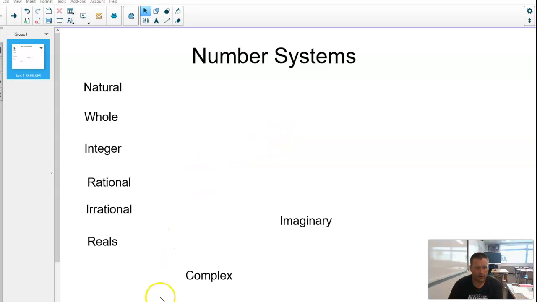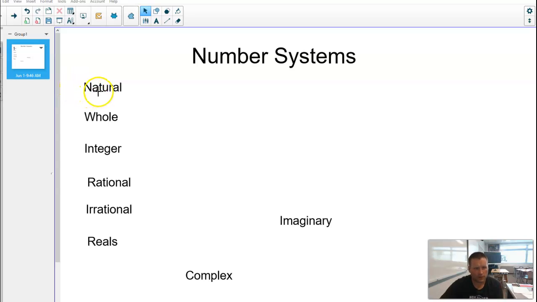All right, we got a video here on number systems that we're looking at. We're gonna do some things there as we go with this. So what we want to do is I just want to go through some definitions first with you guys.